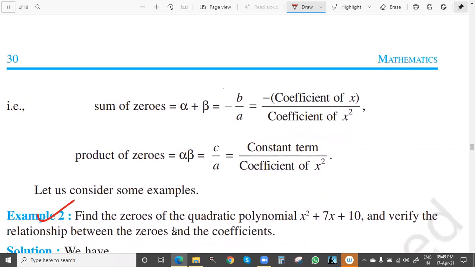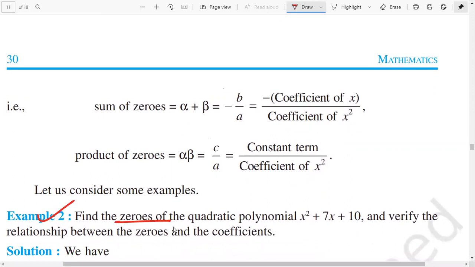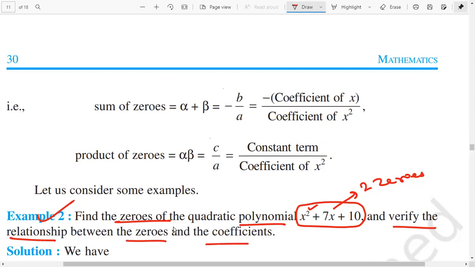See, find the zeros of a quadratic polynomial. This is a quadratic polynomial because the maximum degree of x is 2. So it will have two zeros. This equation will have two zeros, two zeros meaning two roots or two solutions, and verify the relationship between zeros and the coefficients. So how can we find the zeros value?